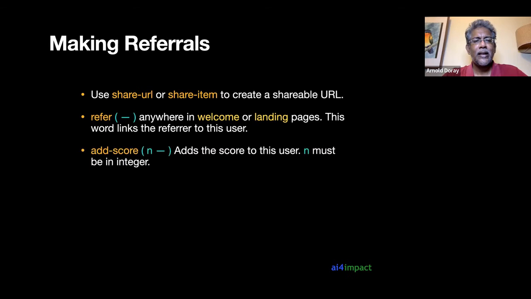There's a second word called add score, which is optional, and you can use it to assign a score to a person. So it's just a number n, then you call add score, and this number n must be an integer. And that score is assigned a date and a score for that user. And the score can also be accessed from the person who makes the referral. I'll explain this shortly.